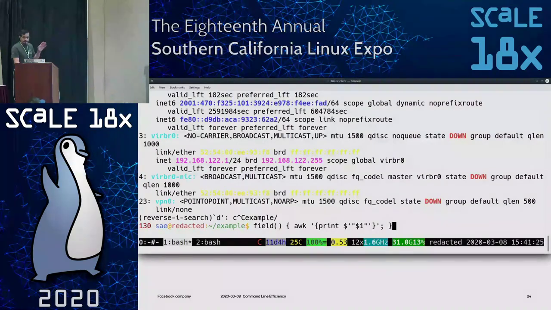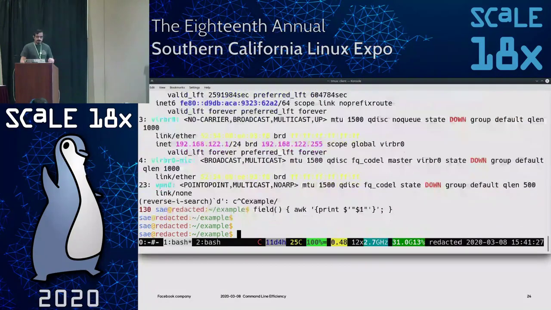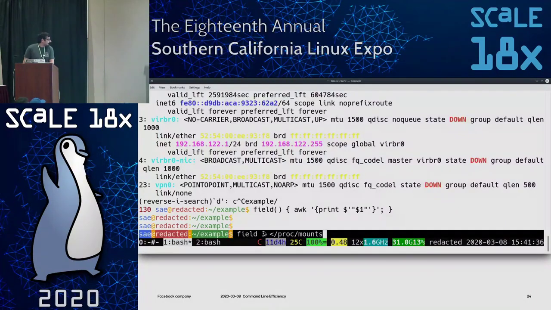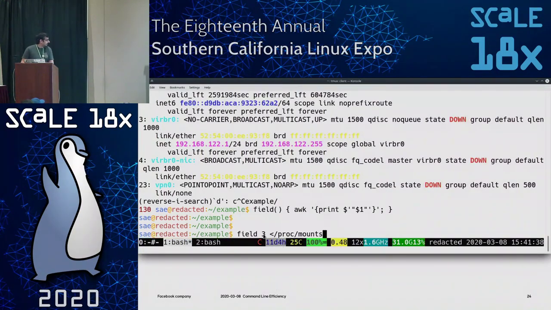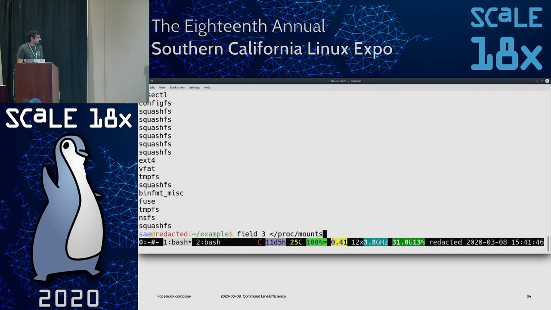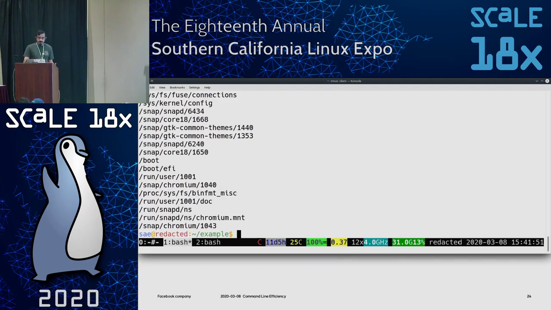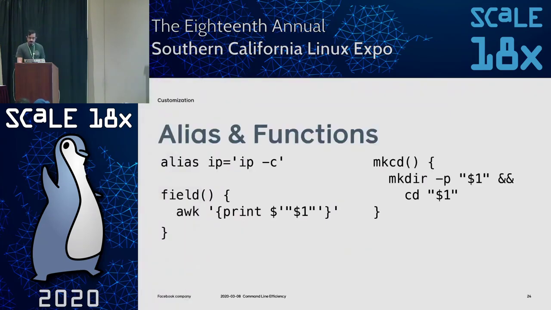This one is a function, called field. Functions can be slightly more sophisticated than aliases, so this function is going to do something a little bit more convenient. I can pass in the column number that I want as an argument to field, and that will be substituted inside of the awk script. So now field 3, taking input from /proc/mounts, prints the third field, and field 2 prints the second field, and so on.